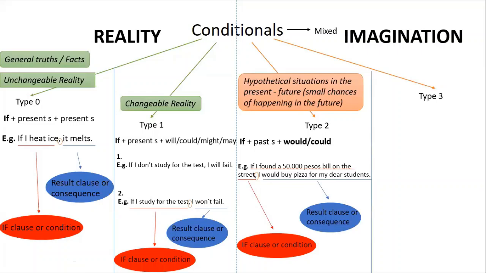What do we use conditional type 3 for? You say that it's for regrets. Regrets, great. Now, different from conditional type 2, conditional type 3 is used to speak about hypothetical situations, but where exactly? In the past, right? Conditional type 2 is in the present to future, but conditional type 3 is in the past. I mean, you are going to speak about a situation that already happened, right?